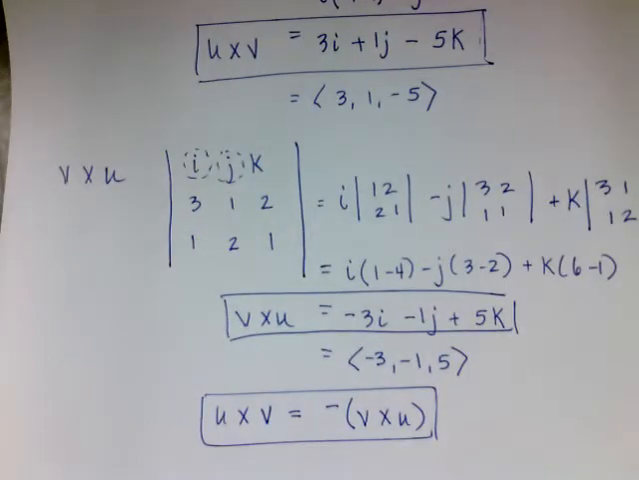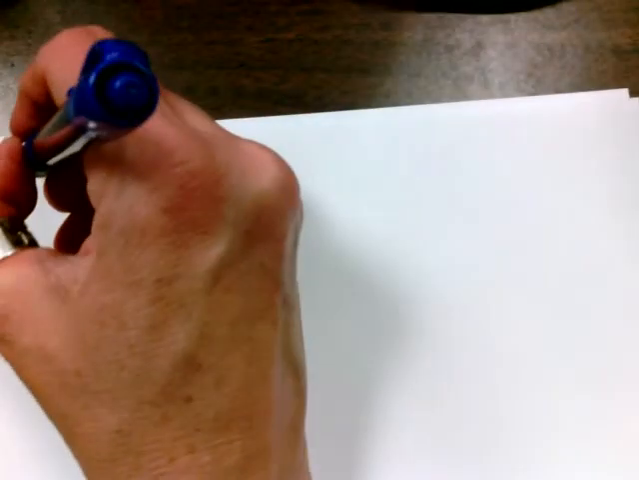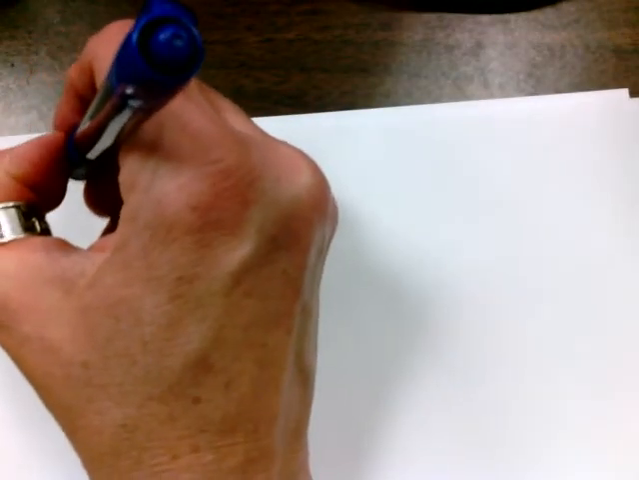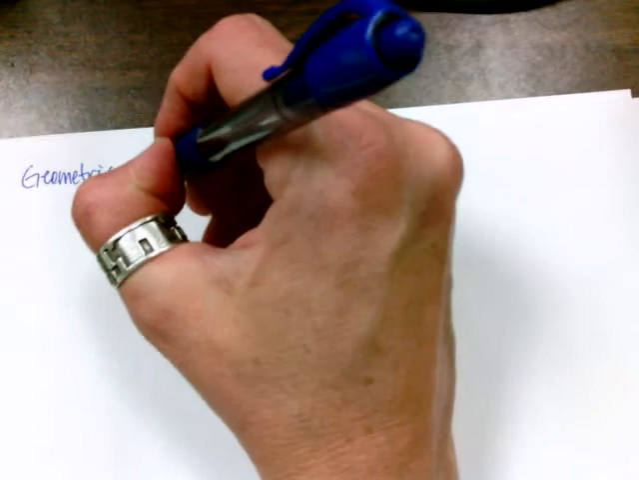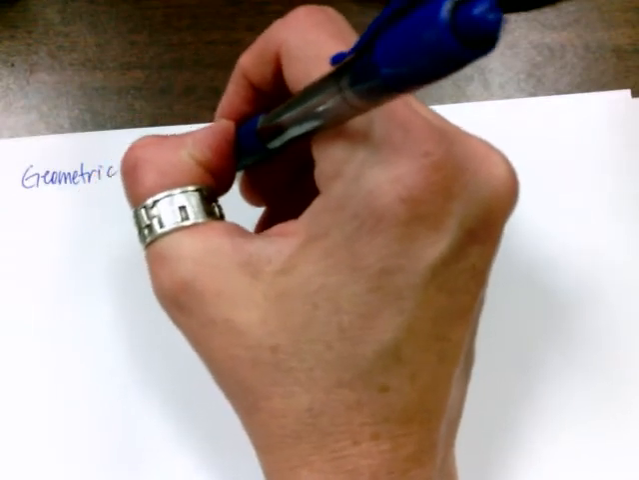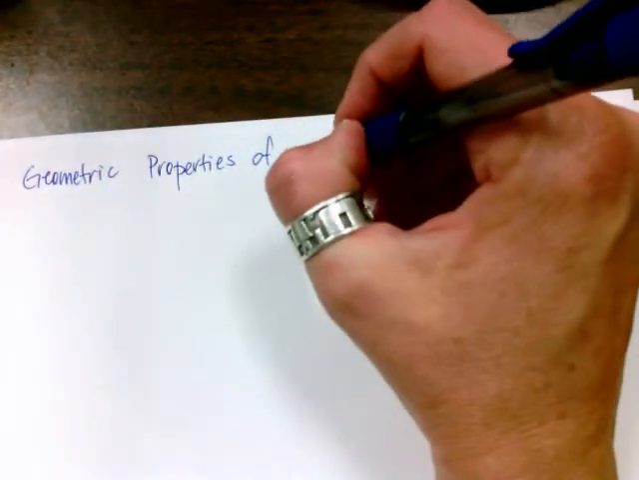Okay, helps if you can see it. All right, so I do have a couple of properties to tell you. So, geometric properties of the cross product.